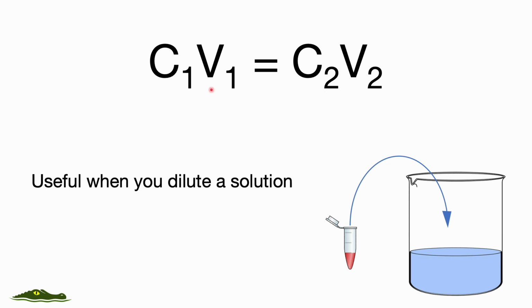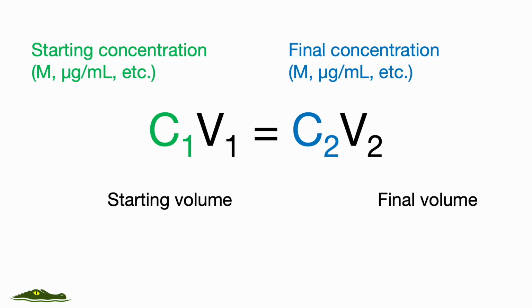This video explains how to use the equation C1V1 equals C2V2. This equation is very useful when you dilute a solution. In this equation, C1 is the starting concentration.